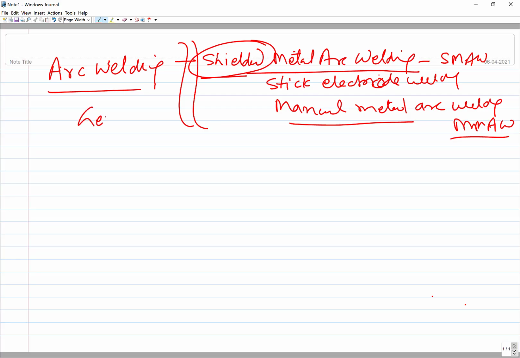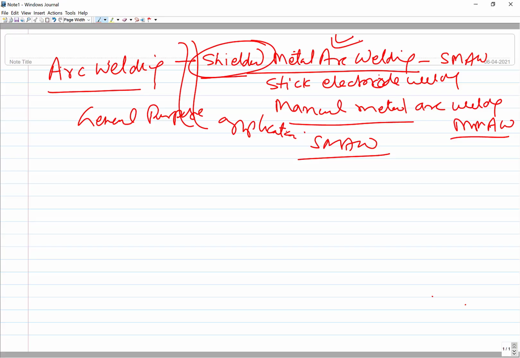So for all general purpose applications, SMAW welding is performed. You can say 80% of the weld metal deposited in industry for all general purposes is through the SMAW process only.